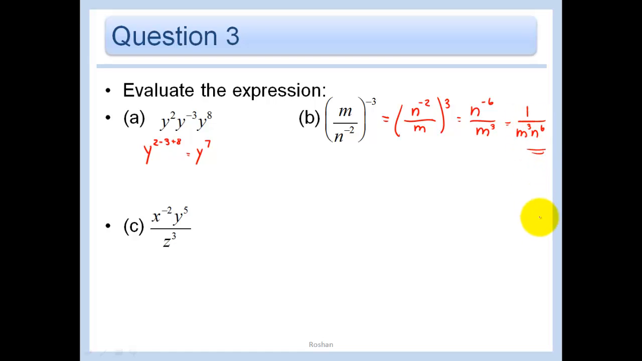And that's my final answer. In this one, this has got to go down there to make it a positive exponent. So I have the y to the 5th on the top, I have the x squared on the bottom, and the z cubed on the bottom. And that's all I can do on that one. So you cannot have negative exponents in your final answer, if you haven't picked up on that by now.